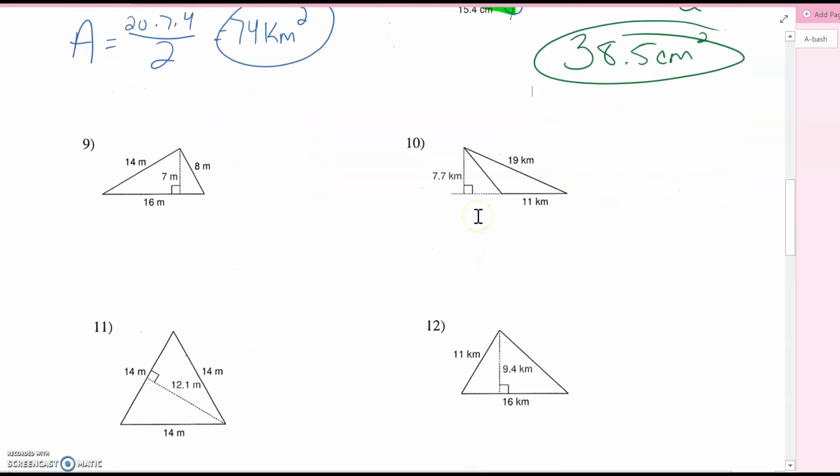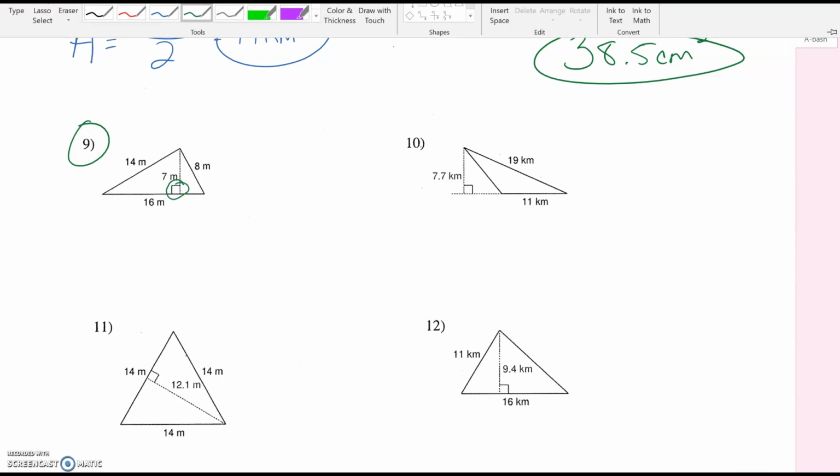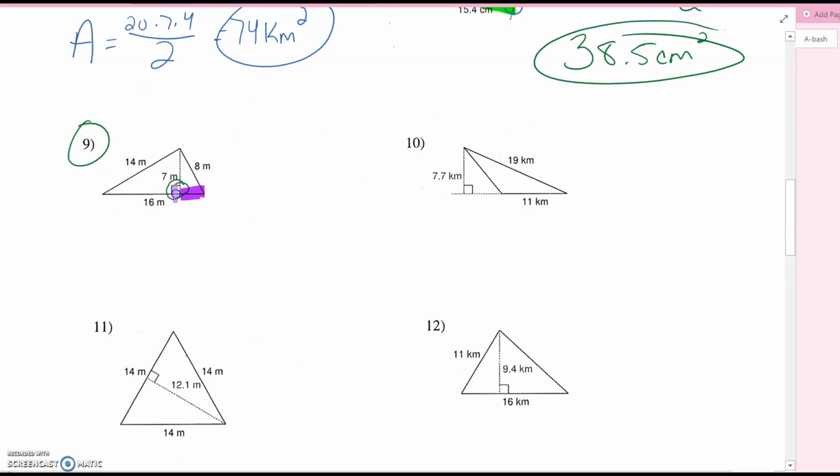All right, go ahead and do number 9. Okay, I'm going to circle the right angle. Okay, base and height have to be connected by that. Base, height, connected at the 90. So area would equal 16 times 7 divided by 2, which is 56.